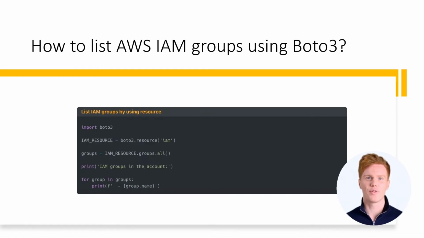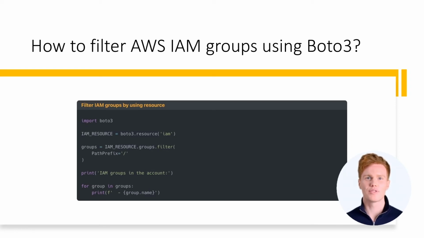To list IAM groups in your AWS account using Boto3, you need to use the all method of the groups collection of the IAM resource. The returned result will contain a collection of groups that can be iterated using a regular for loop. To filter IAM groups using Boto3, you need to use the filter method of the groups collection of the IAM resource. Similar to the roles and policies, IAM groups support filtering by path prefix.